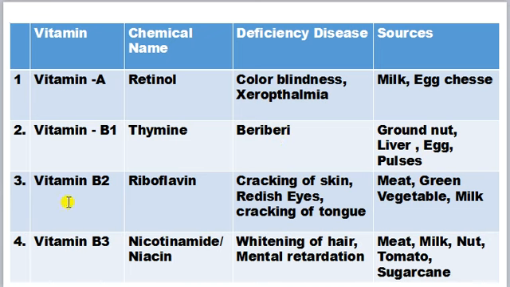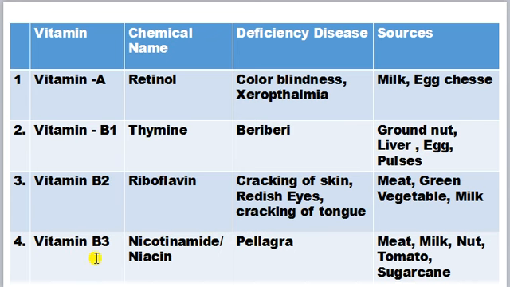Now the third one is vitamin B2, also known as riboflavin. Due to riboflavin deficiency, it causes cracks in the skin at the corners of the mouth, fissures of the lip, an inflamed and magenta colored tongue, and also cracking of the tongue. It is supplied by meat, green vegetables and milk. It is very much required for healthy skin, eyes and tongue.